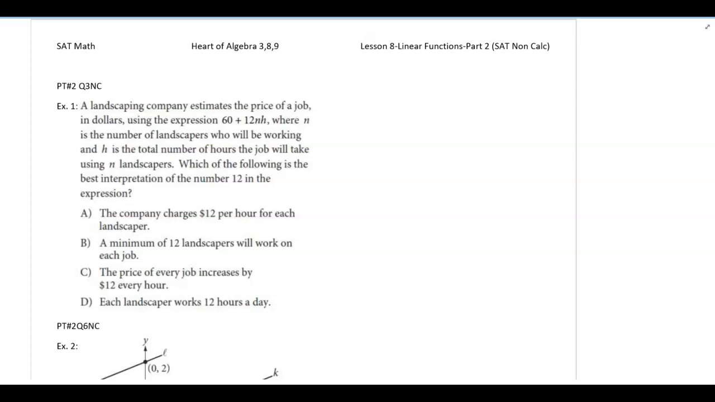SAT Math Lesson 8 is part 2 of linear functions. So this is the heart of algebra, again, standard 3, 8, and 9. And this just goes through all the different scenarios of non-calculator based questions you might see relating to linear functions on the SAT. So let's look at these.